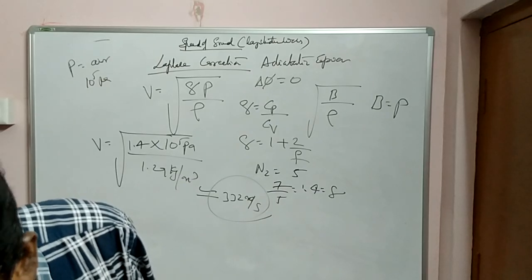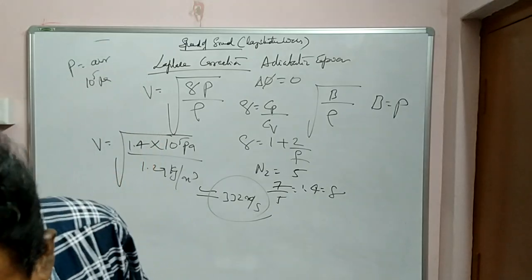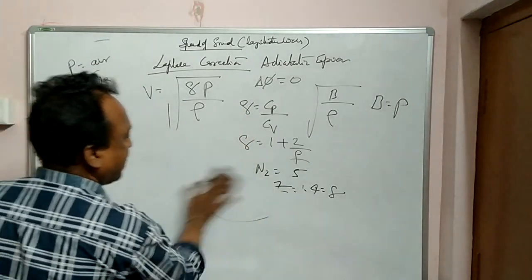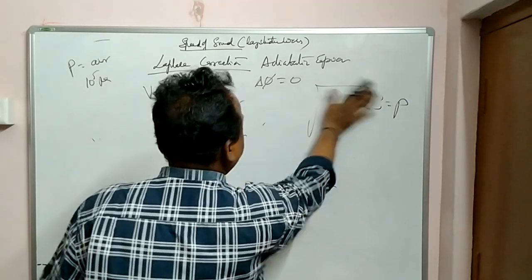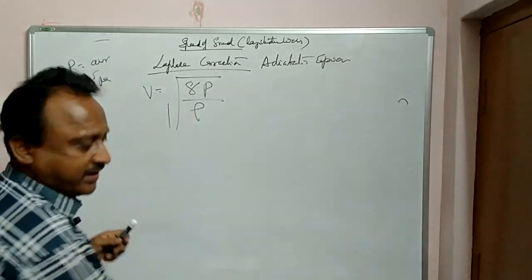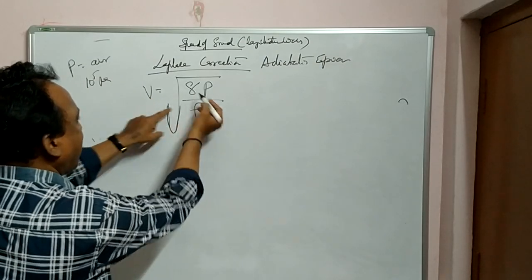I think one thing I forgot to tell before leaving my class. One more formula is left over. I'll give that formula and end. A small formula is left over. After that I'll end. In this Laplace correction, one more formula I will be adding.